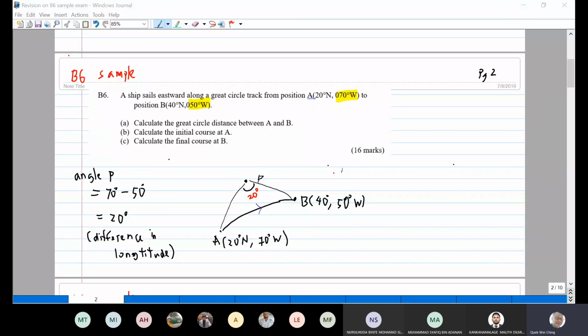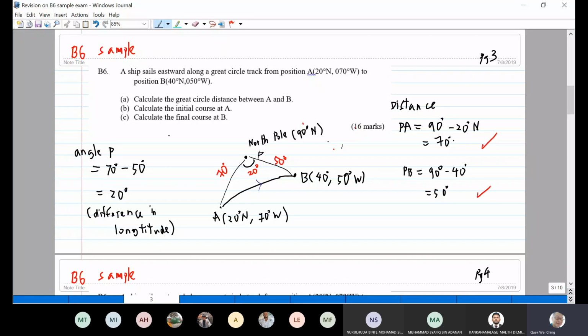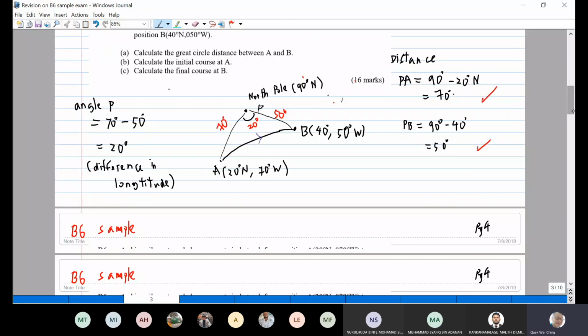Then, how do you find PA and PB? Remember P is the north pole, 90 degrees north. So the distance PA is the difference in the latitude. So it's 90 minus 20 equals 70, right? So actually it should be this one, the PA here.